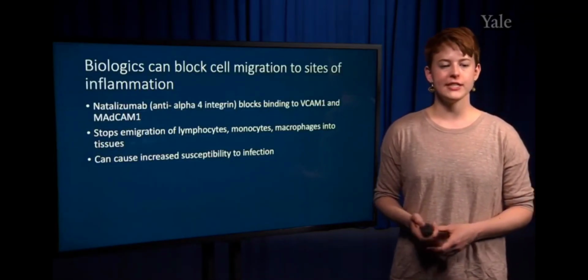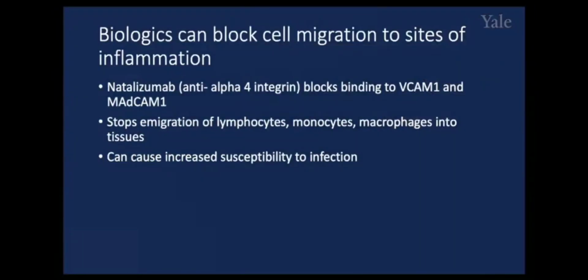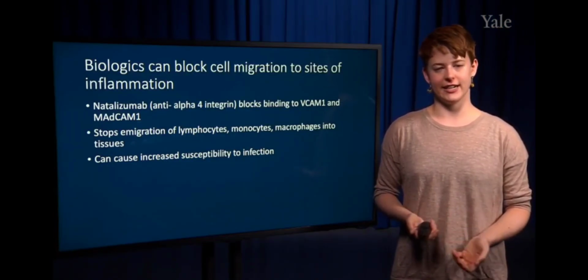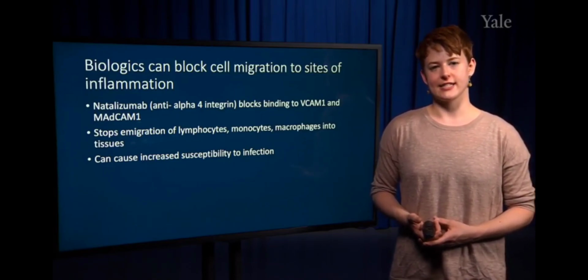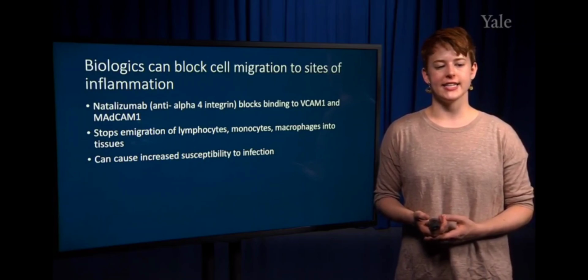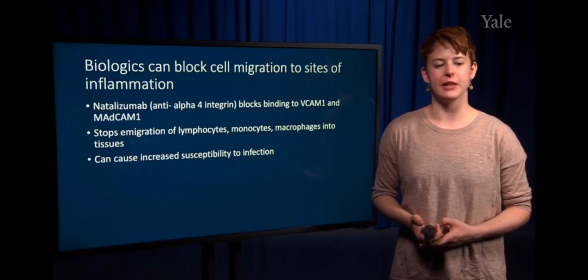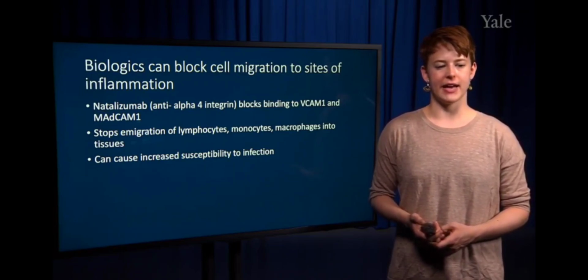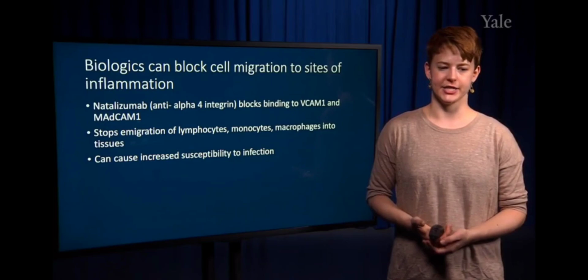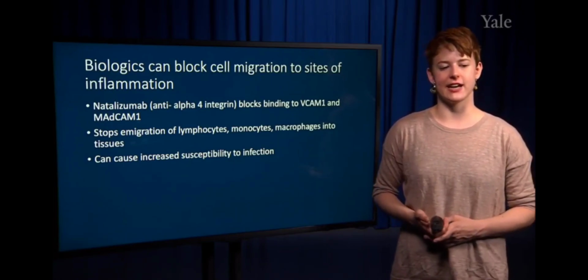Finally, biologics can also block cell migration. We touched on this a little bit when we talked about corticosteroids, but immune cells need to interact with proteins in order to enter the tissue of interest. In infection, that's good because those cells help to clear the infection, but in autoimmunity, those cells can cause further inflammation and tissue damage. An example is an anti-alpha-4 integrin antibody that blocks binding to VCAM1 and MAdCAM1. This stops migration of lymphocytes, monocytes, macrophages, and others into tissues. However, as you might expect, this can cause increased susceptibility to infection.